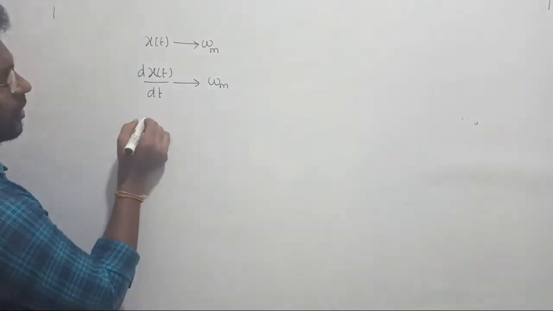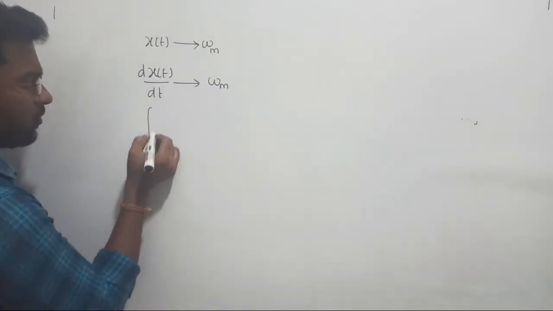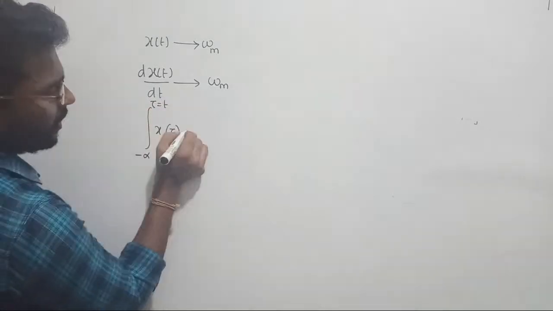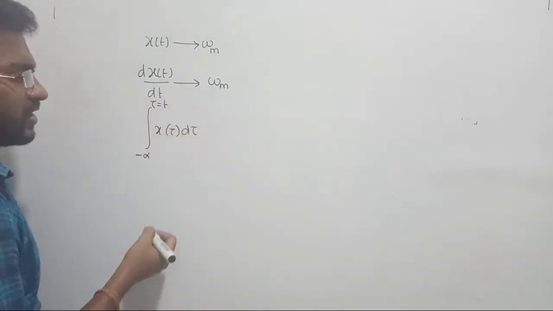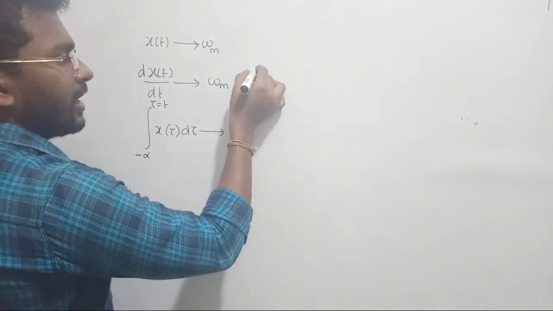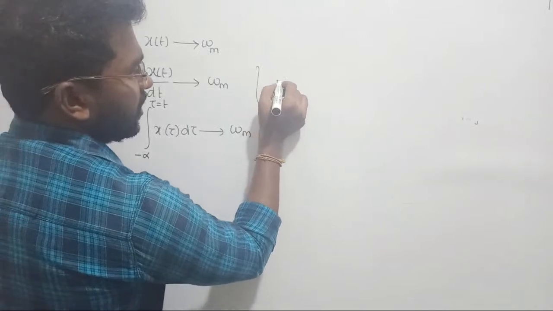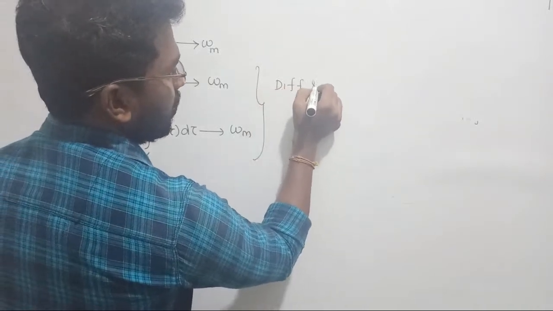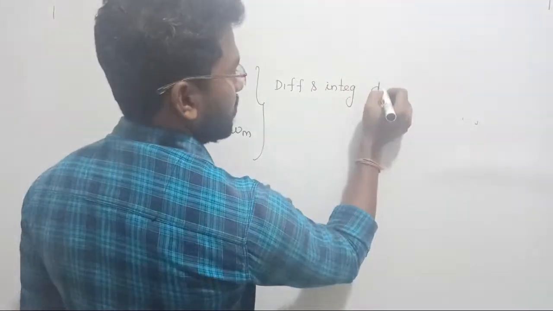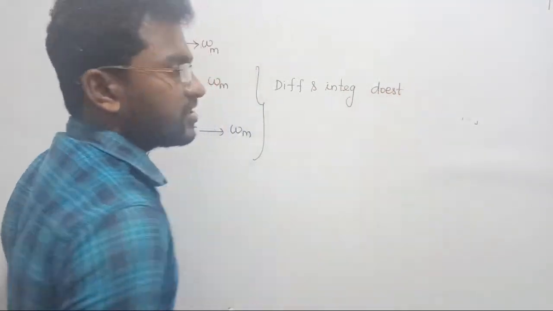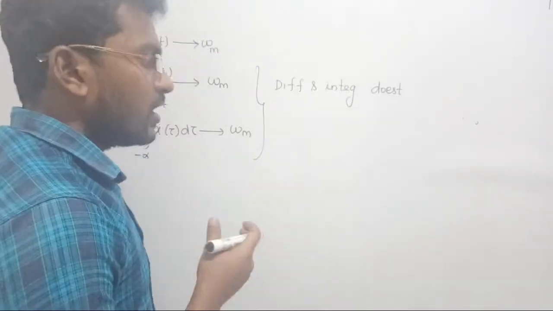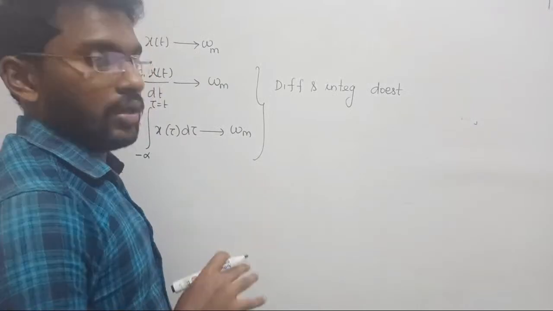Similarly, the integration property, from minus infinity to t of x of tau. I have a signal that is being integrated with respect to a dummy variable. Do you have any changes? No. So what is the conclusion? Mark this statement clearly: differentiation and integration of your system do not change the frequency component of the system.